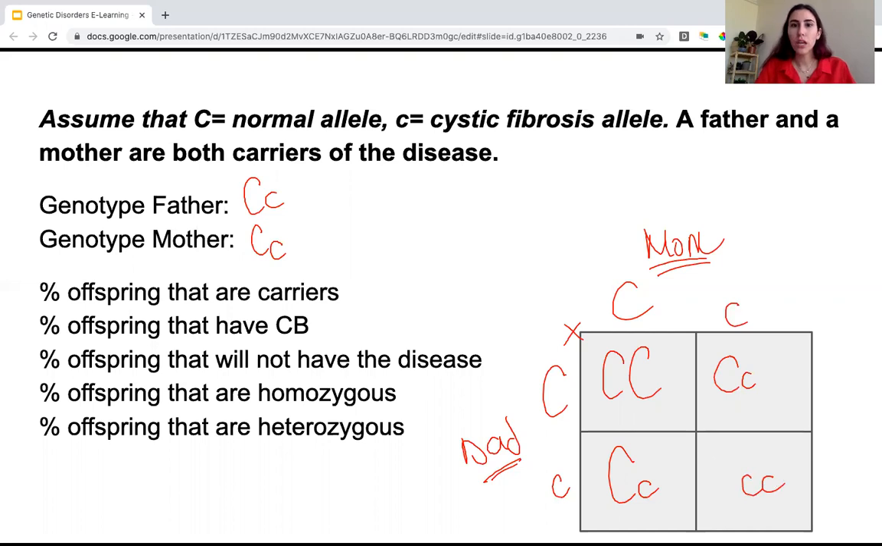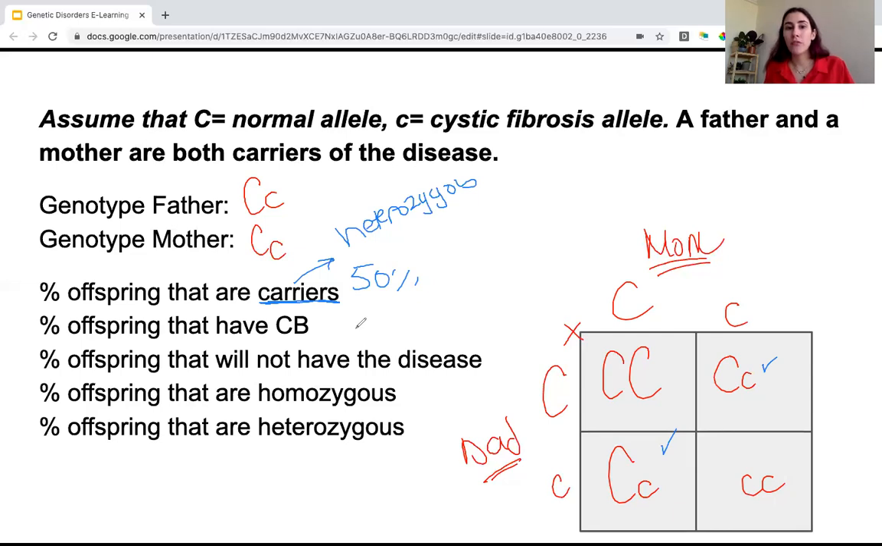So let us answer the questions on the left here. First question, what is the percentage that the offspring is a carrier? And remember, if the offspring is a carrier, they are heterozygous. So let's take a look at our results here. Is this person heterozygous? Nope. What about this person? Yes. This person, yes. What about this genotype? Nope. So there's a 50% chance that the child will be heterozygous, will be a carrier.